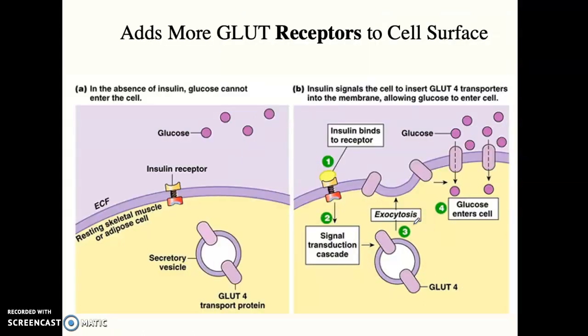I'm going to stop this now and start the next recording with a picture of both of these side by side. In other words, one is in the absence of insulin, where glucose is unable to enter the cells that need food, and to the right, where insulin now signals the cell to do what? To insert that GLUT4 transporter. And by inserting it into the membrane, it's going to allow that glucose to enter the cell.